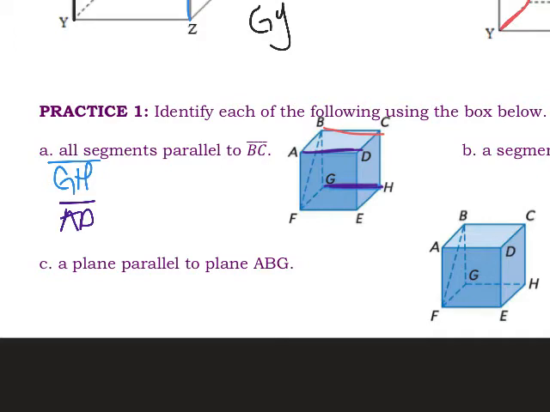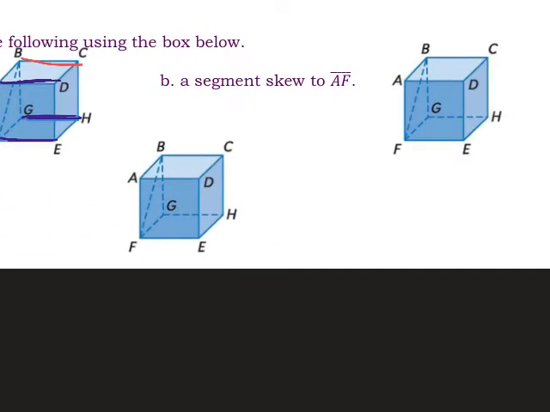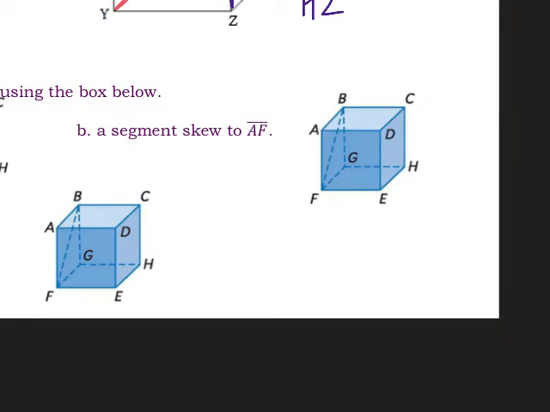Which one? F to E, good. F to E. All right, let's go with the other one. The next one, we're looking at line segments that are skew to A to F. So give me another line that's going in a different direction than A to F, but not intersecting it.